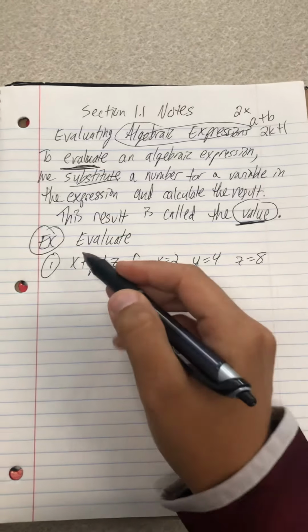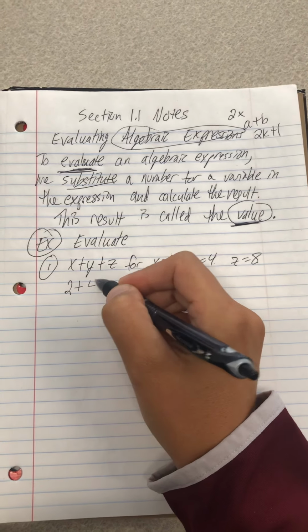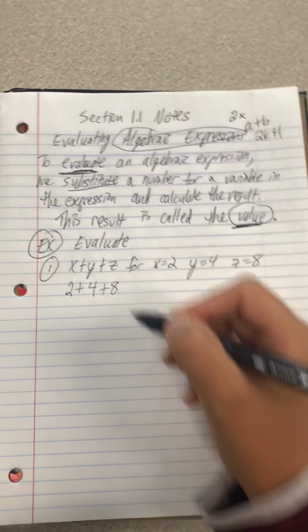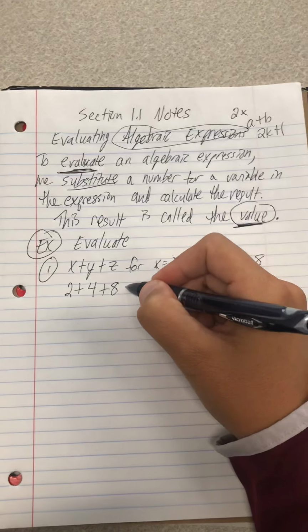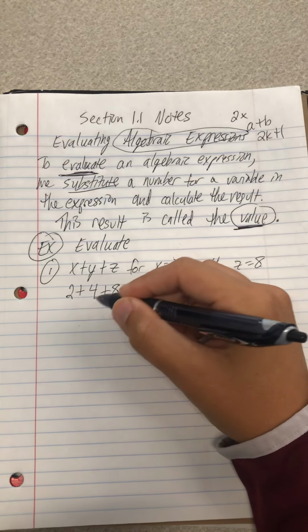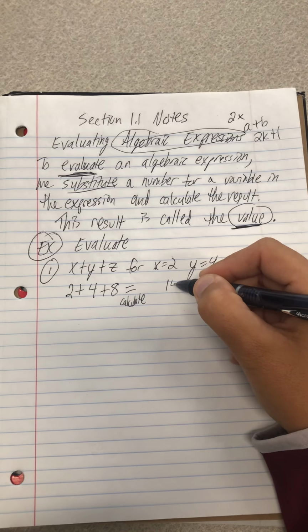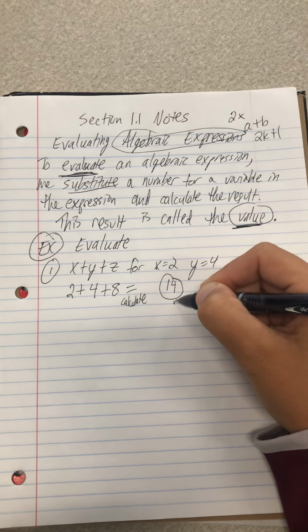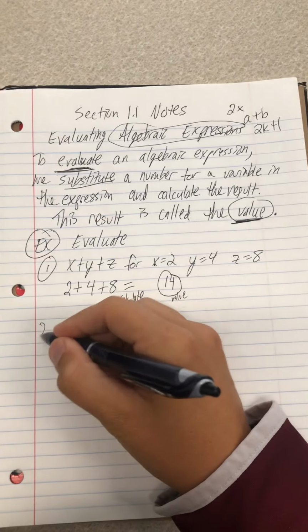So I am going to go to my expression and substitute X plus Y plus Z. And notice, I said the variables, but I put the numbers. Now, we calculate. Okay, so 2 plus 4 plus 8 is 14, and that is my value, which is my answer. All right, cool, let's try another.